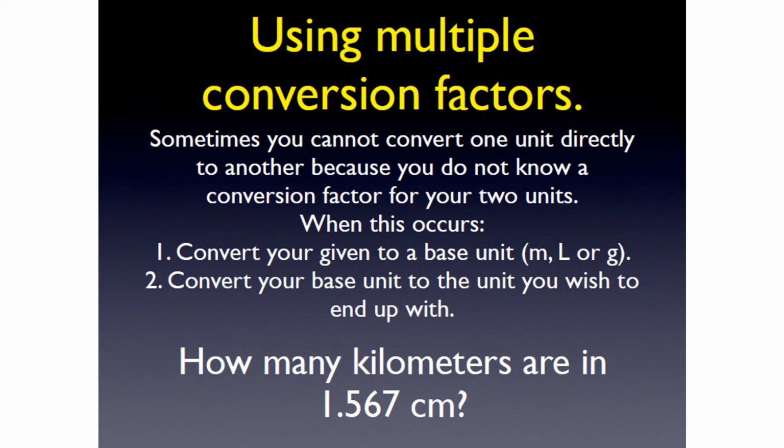Using multiple conversion factors. So in the previous examples, we saw one-step dimensional analysis problems where there is a direct conversion factor that allowed you to go from A to B. Sometimes you cannot convert one unit directly to another because you don't know the conversion factor for your 2 units. When this occurs, convert to your base unit first, the meter, the liter, or the gram, and then convert your base unit to the unit you wish to end up with. So in other words, sometimes you have to use 2 or 3 step conversion factors in order to get to your final answer.